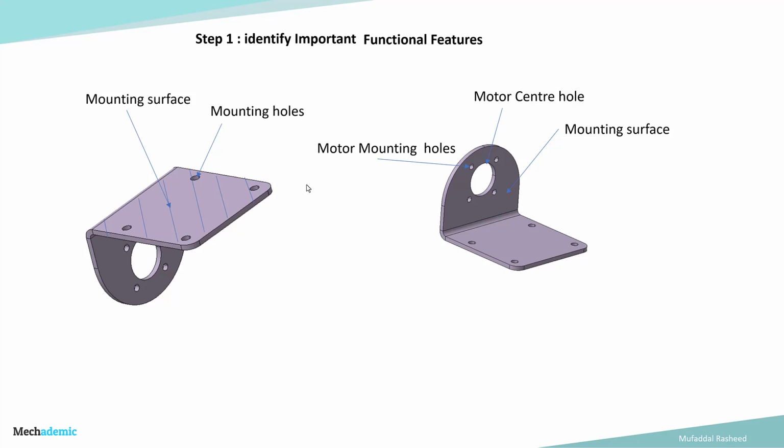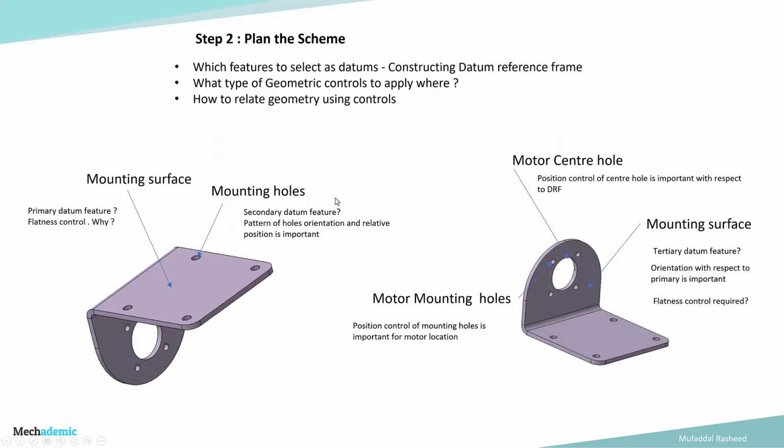So once we identify these important functional features, we can start defining the scheme. We can start planning the scheme. For that, we need to answer specific questions. Which features do we select as datums? And what would be the sequence of the datums, which will be primary, which will be secondary, which will be tertiary, how to construct the datum reference frame, and what type of geometric controls to apply, and where? To which features do we apply certain geometrical controls, where do we apply form control, where do we apply perpendicularity or orientation control, and where do we apply position control or any other type of control like profile?